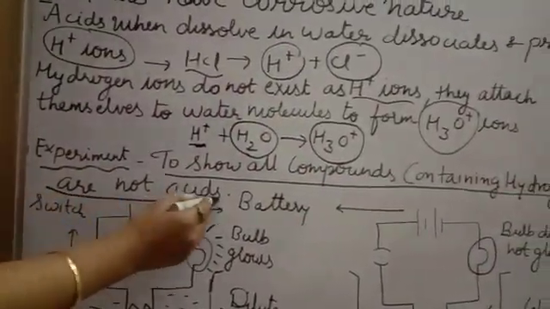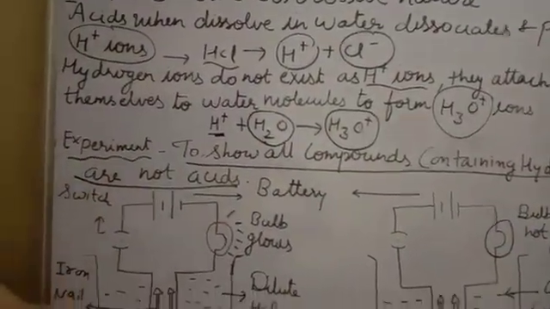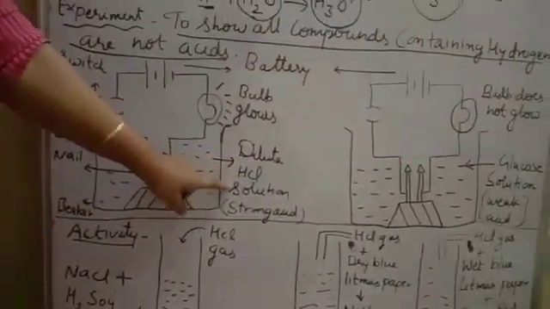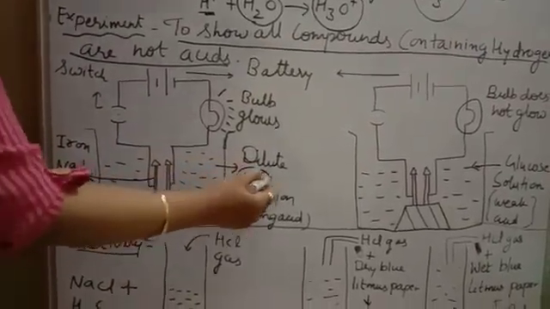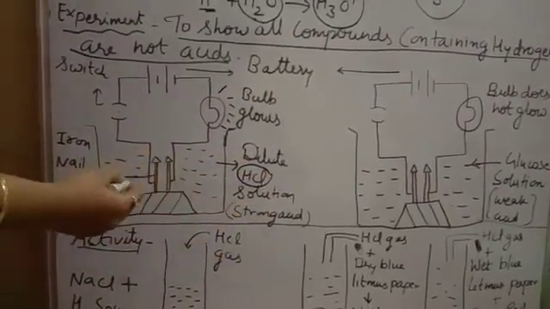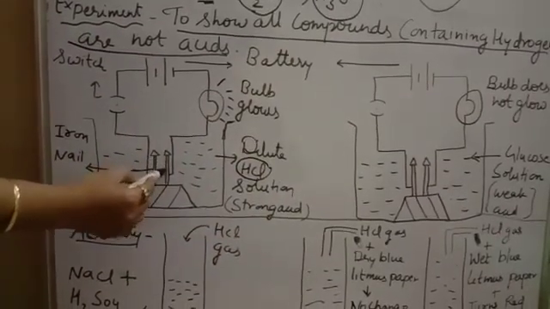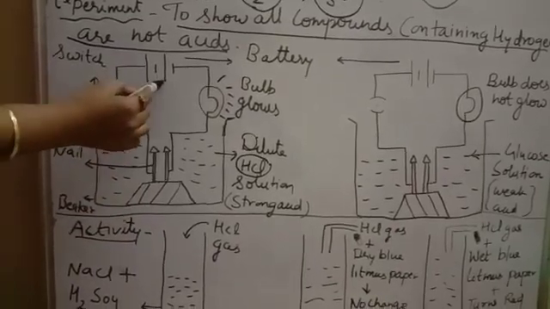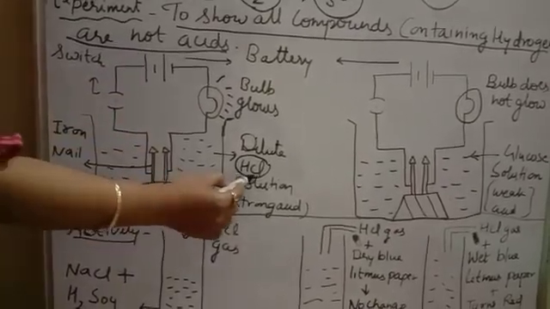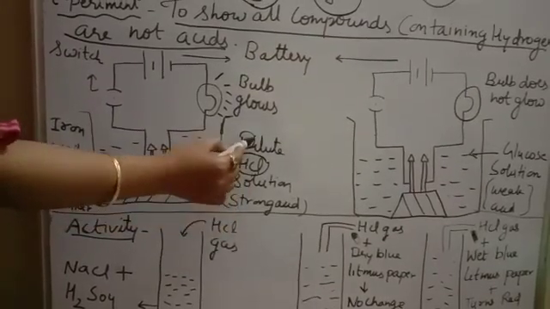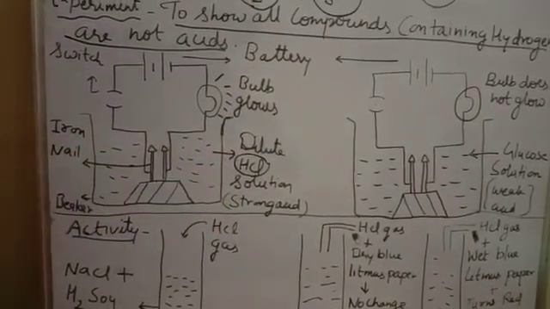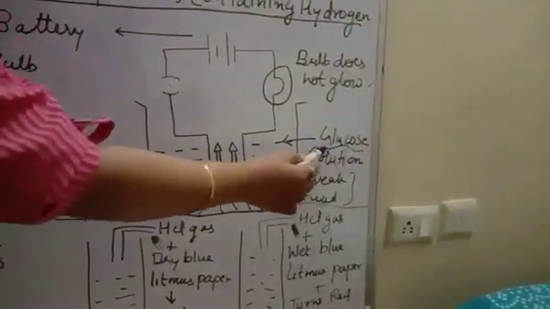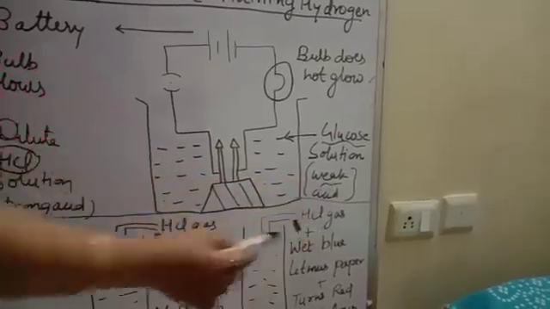are not acids. I have shown you one setup here. There is one beaker having dilute HCl solution. As you all know, HCl is a strong acid, and there is a connection cork. Two iron nails are fitted on a cork and attached to a switch, battery and a bulb. And there is a solution of dilute hydrochloric acid. And there is another setup where I have taken the glucose solution. As you all know, glucose is a weak acid.